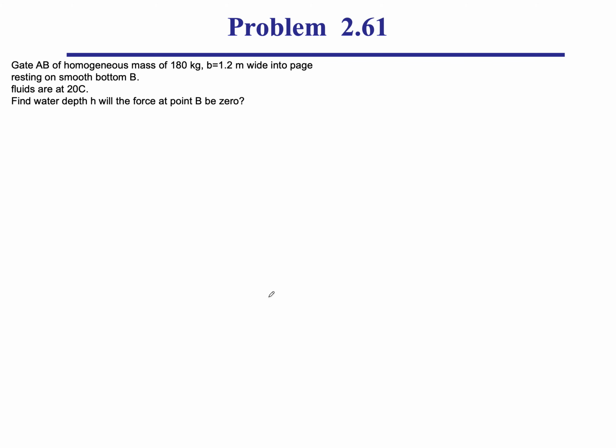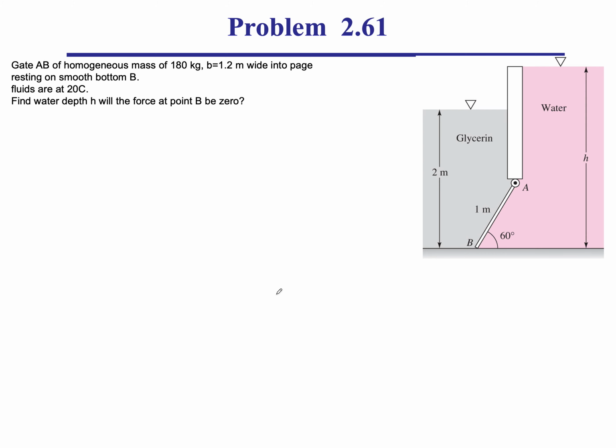Okay, so let's do a couple of problems on chapter 2, which is on the hydrostatic pressure distribution. And let's start with a gate, which is here. We have gate AB. It's problem 2.61 in our book. It has a mass of 180 kilograms, so that's gate AB, and it's pinned around point A. The width into the page is 1.2 meters, and the distance between A and B, the length of the gate, is 1 meter. The gate rests on a smooth surface B, so we have no friction in the horizontal direction.